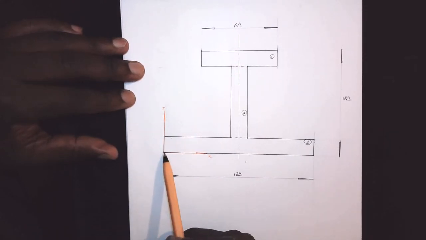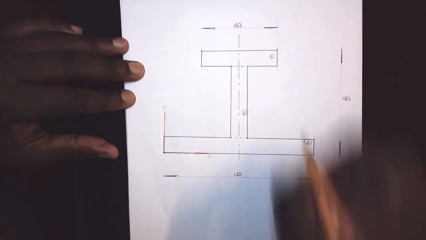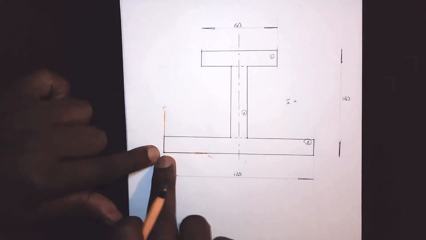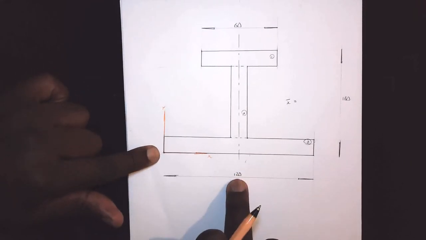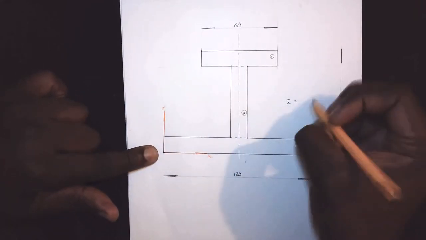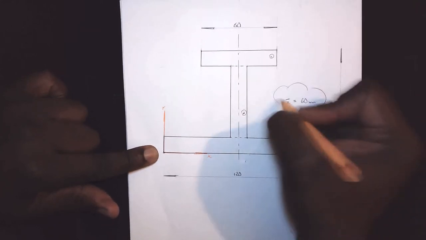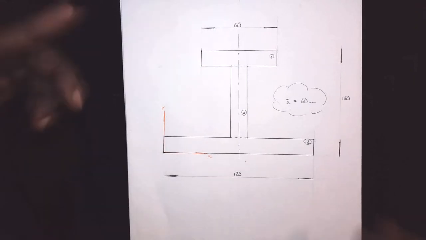We've also identified a point of reference. So in terms of x, from the point of reference, x would be half of the width of 32, so x would be equal to 16 millimeters. That's very straightforward. You can calculate it to prove that that is the case.